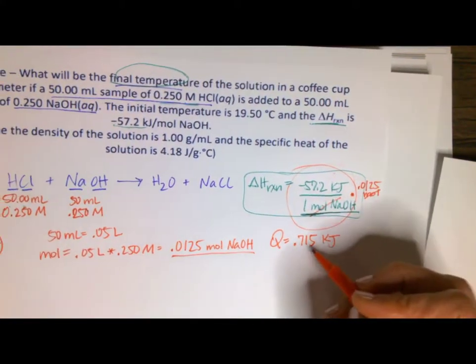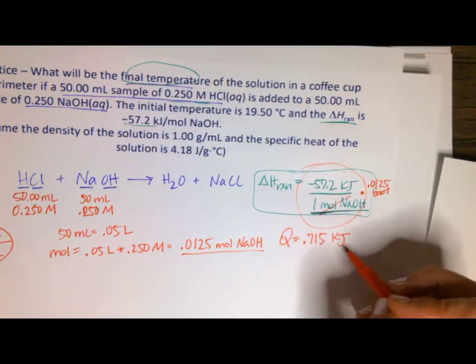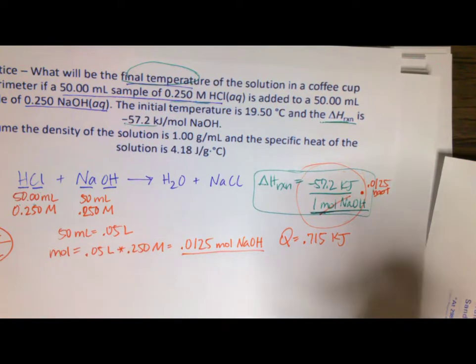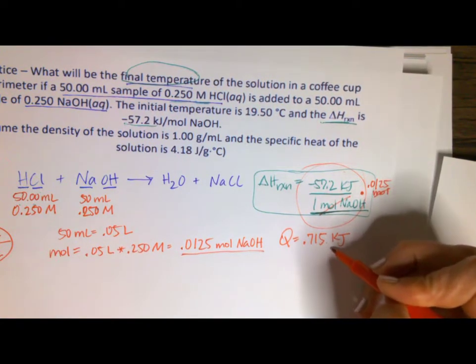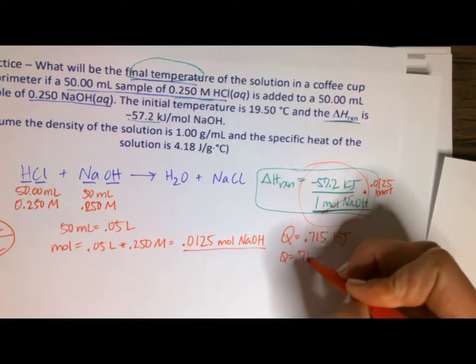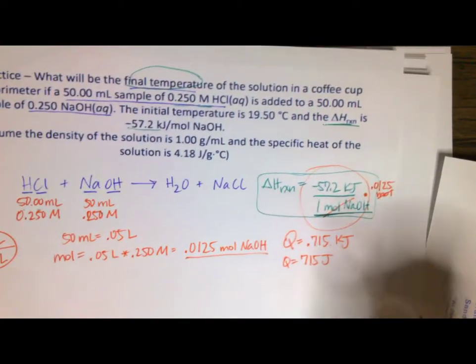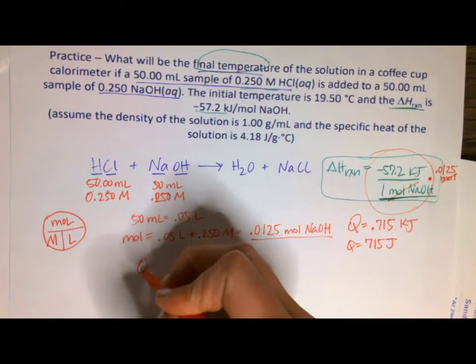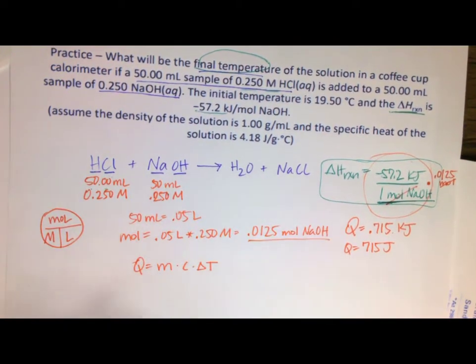Now, remember when we would do Q equals m times C times delta T, and Q is in joules. Because this is in kilojoules, let's change it to joules. So we're just going to times it by 1,000, 715 joules. Now, let's do m times C times delta T.